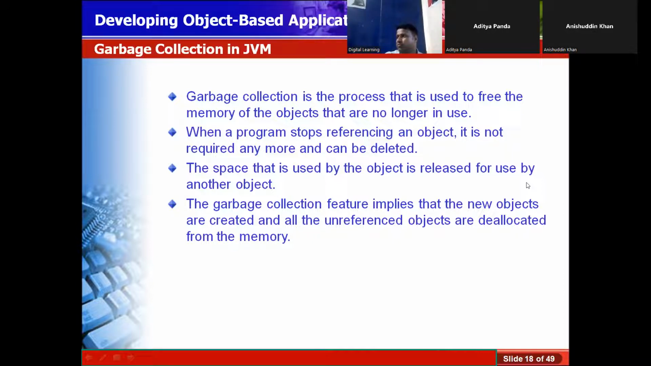So when you write a program, you have to define some variables, and in that variable you are assigning some value. After getting your result, there is no requirement to keep that memory. So garbage collection is the process that is used to free the memory of the objects that are no longer in use. When a program stops referencing an object and it is not required anymore, that can be deleted.